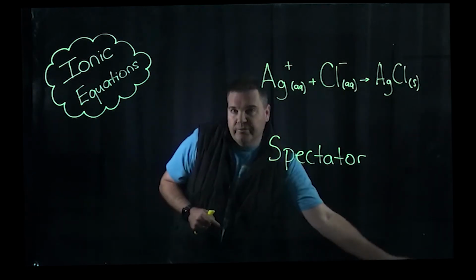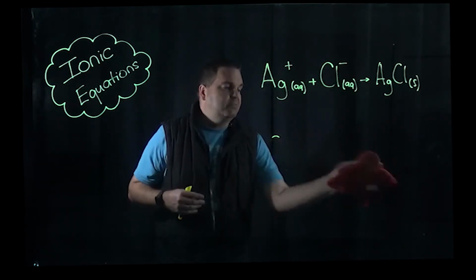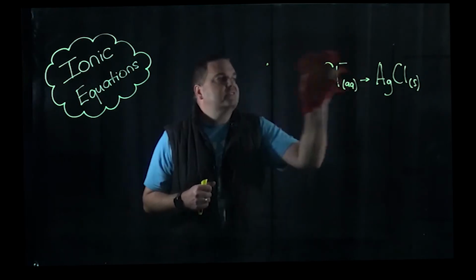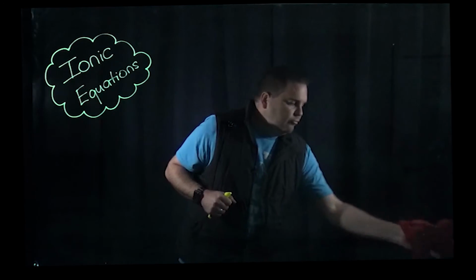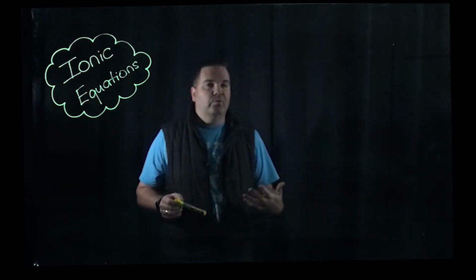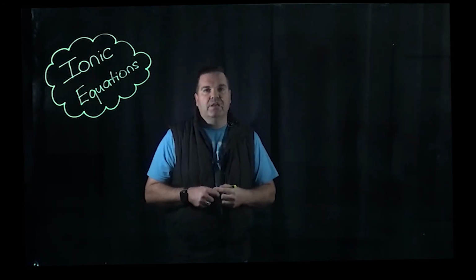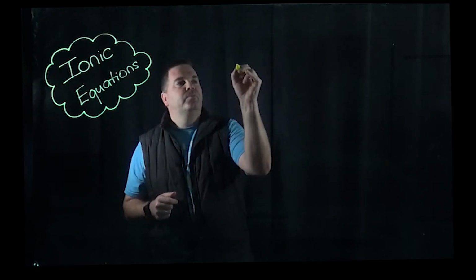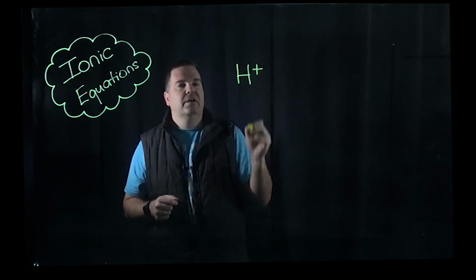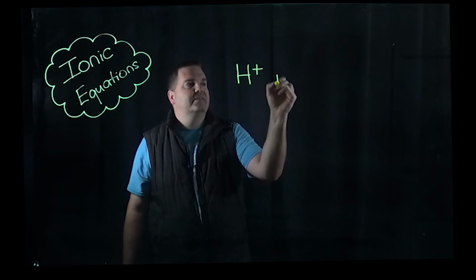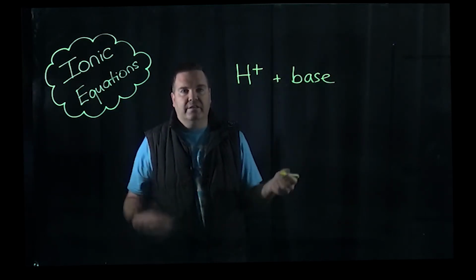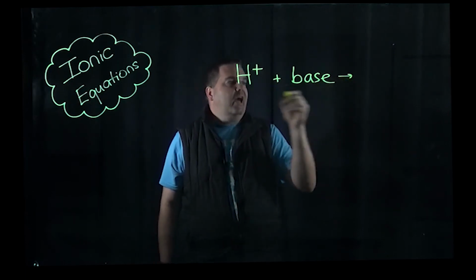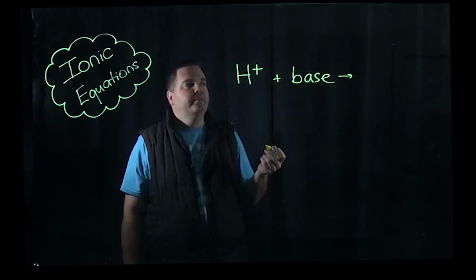The other place that we really use ionic equations is in acid-base reactions, because we know that acids are proton donors and bases are proton acceptors. So in reality, what's really happening with most acid-base reactions is that you've got your acid, which is H+, and then it's reacting with a base. Now that could be the hydroxide or it could be anything else, doesn't matter, and to give us salt plus water normally.